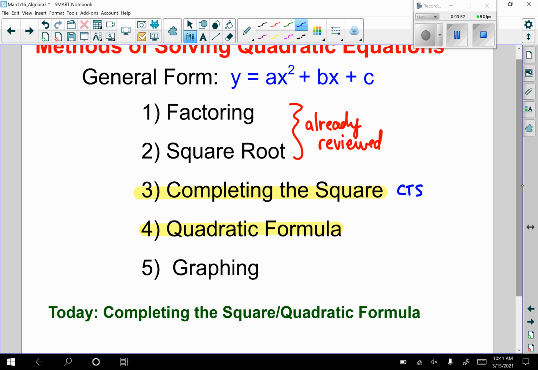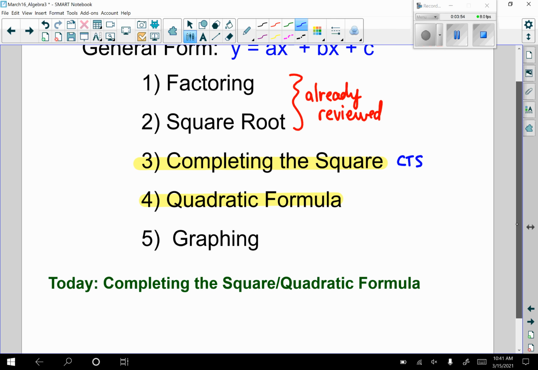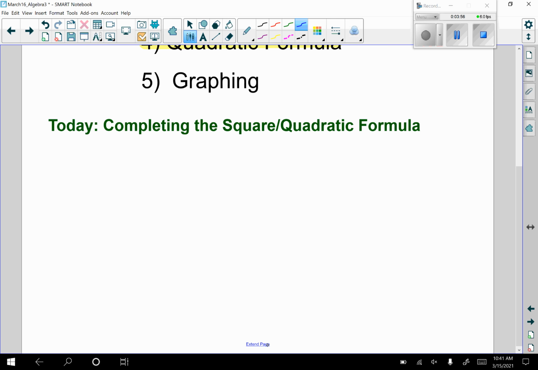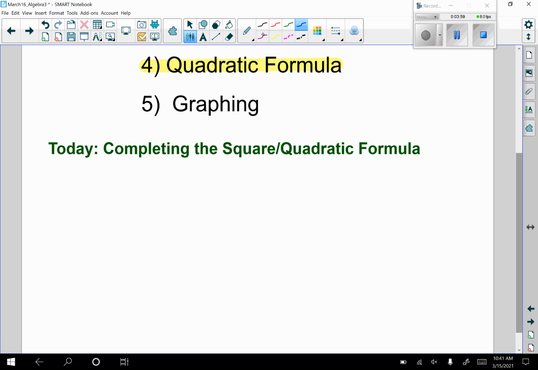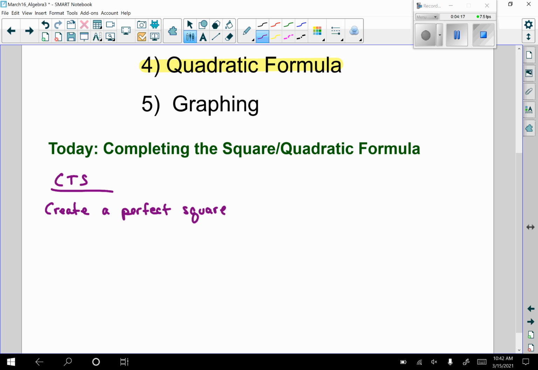All right, go ahead and pause the video if you still need to copy these down. We're going to take a look first at completing the square. Now, what it means to complete the square is we are completing a perfect square trinomial. And we just use the first 2 terms, the quadratic and the linear term, to help us.